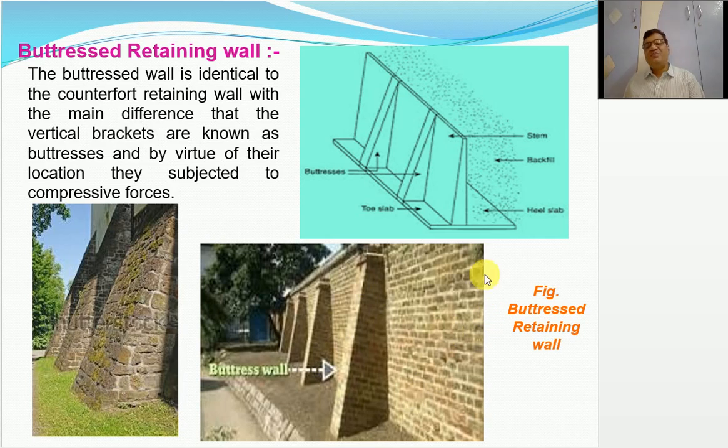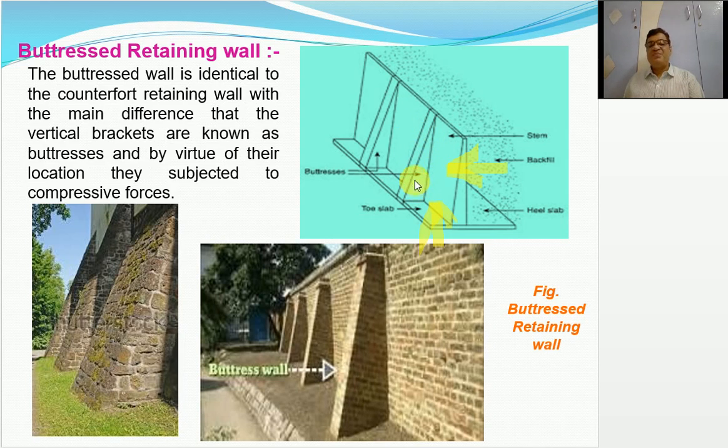Well, now since the force acting on the backfill is a lateral force acting on the stem wall, it is in this direction. Okay, and the toe slab is subjected to vertical force. Well, so this is the upward force and this is the lateral force, and since both the forces compress, hence the buttresses are designed as a compression member.